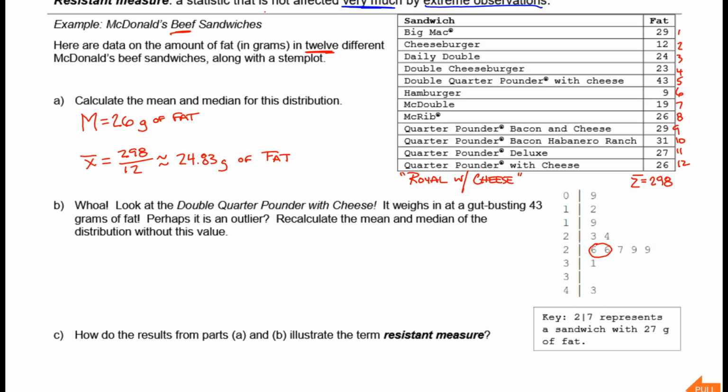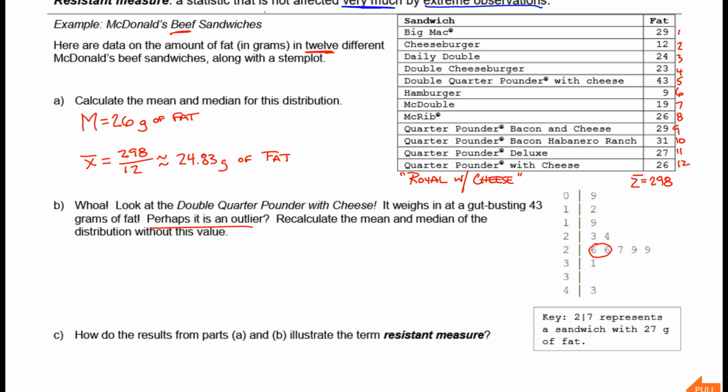Part B, whoa, look at that double quarter pounder with cheese. It weighs in at a gut-busting 43 grams of fat. Perhaps it's an outlier. Recalculate the mean and median of the distribution without this value.